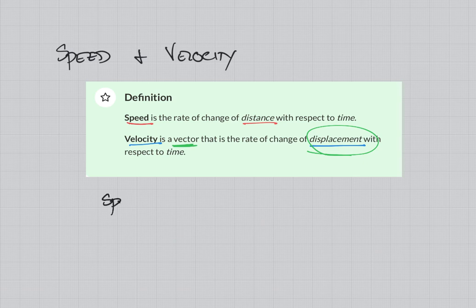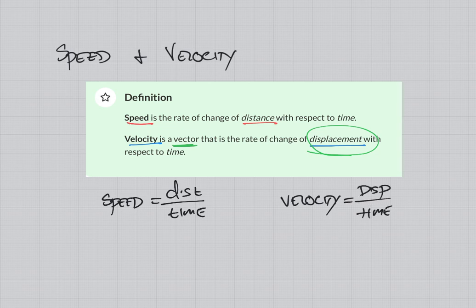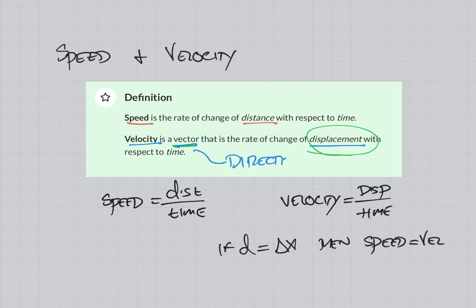Okay, so we're going to write speed is distance divided by time, and velocity is displacement divided by time. Now, can they be the same? Yes. If my distance is equal to my displacement, then my speed can equal my velocity. The one thing that we always have to make sure is that because it is a vector, we have to include a direction.